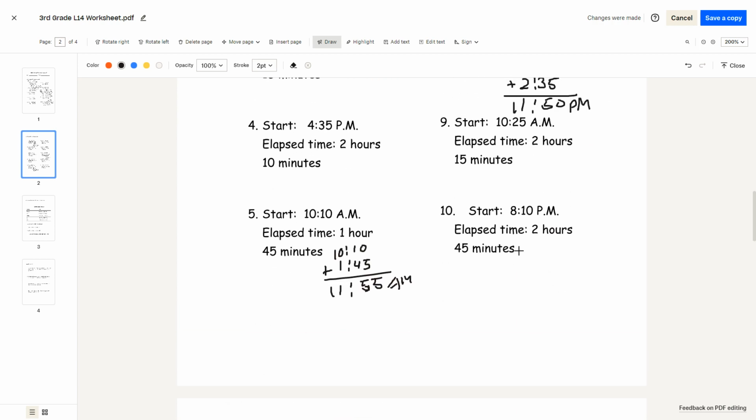Okay, let's see number 10. Our start time is 8:10. Our elapsed time is 2 hours and 45 minutes. 0 plus 5 equals 5. 1 plus 4 equals 5. 8 plus 2 equals 11. So we get 11:55 p.m.